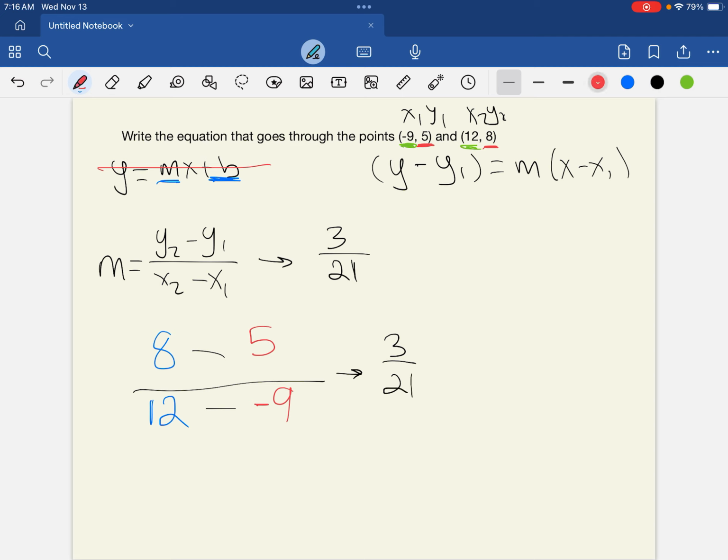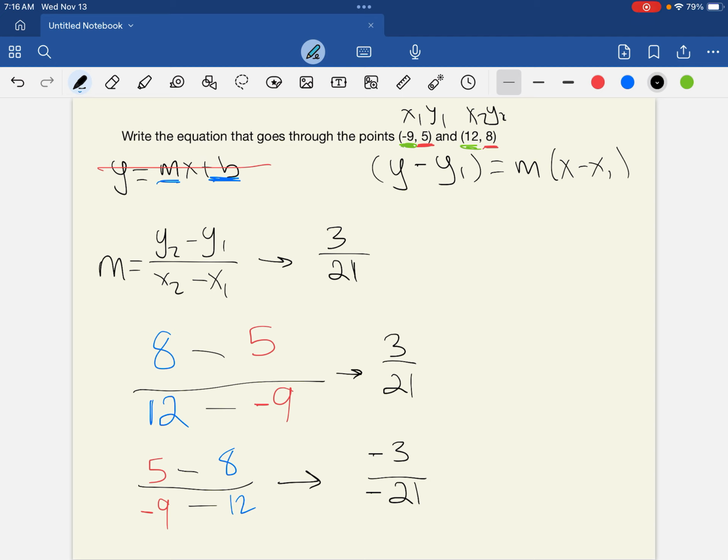Finally, if you're looking at this, you're going, but wait, what if I switched it? Does it matter? No. If I switch it, and this is where you hear me saying it doesn't matter, I could do point 1 first, then point 2. So I would do 5 minus 8, and that's -3. -9 minus 12 is -21. -3 divided by 21 is the same as positive 3 over 21 because a negative divided by a negative is a positive.